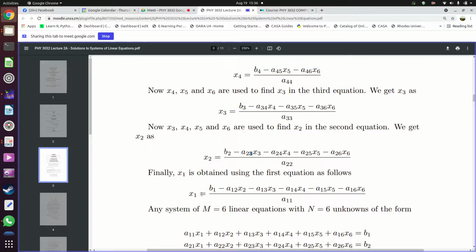We always have x1 equal to b1, then at the bottom there's a11, then you're going to start with minus the coefficient a. For the coefficient a, the row is the same as the row number for this, which is just 1.